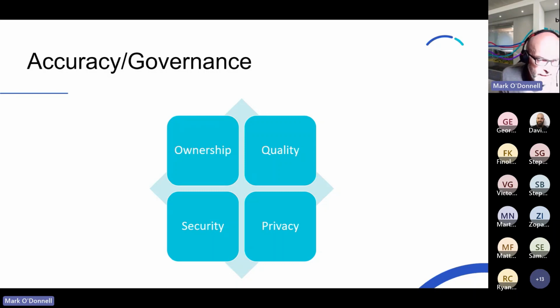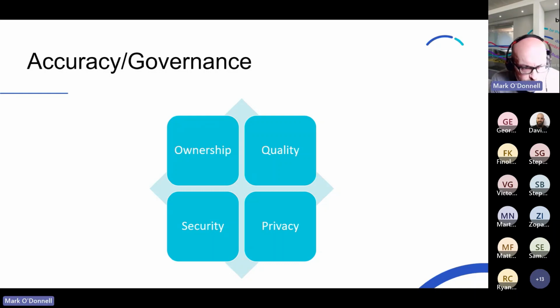So data governance is the sets of policies, procedures, and practices that organizations use to manage their data assets. Key points are these four here. So data ownership. There should be clear ownership of all the data in an organization. Data quality, it should be understood, and there should be processes for ensuring that it actually can be improved and for understanding the quality of it.